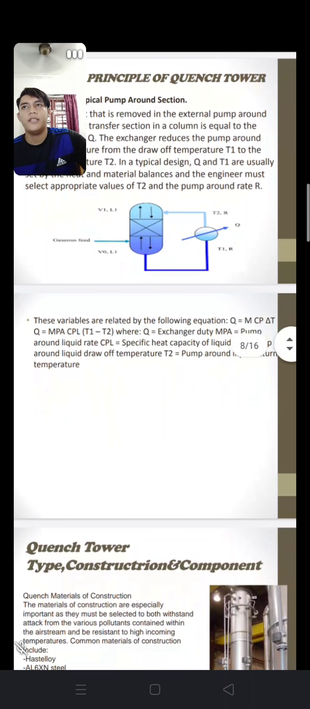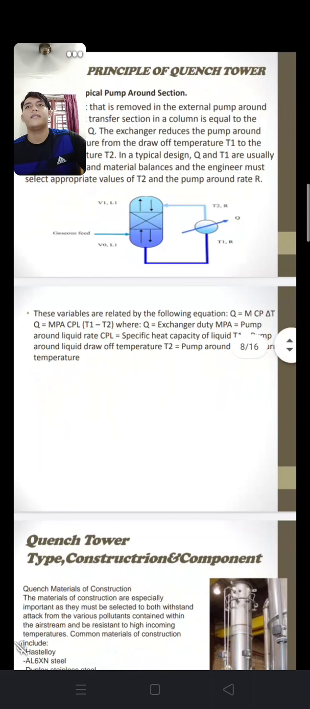Seterusnya, these variables are related by the following equation. Q sama dengan M Cp delta T, Q sama dengan MPa CPL (T1 tolak T2), where Q sama dengan exchanger duty, MPa, pump around liquid rate, CPL, specific heat capacity of liquid, T1, pump around liquid draw off temperature, T2, pump around liquid return temperature.